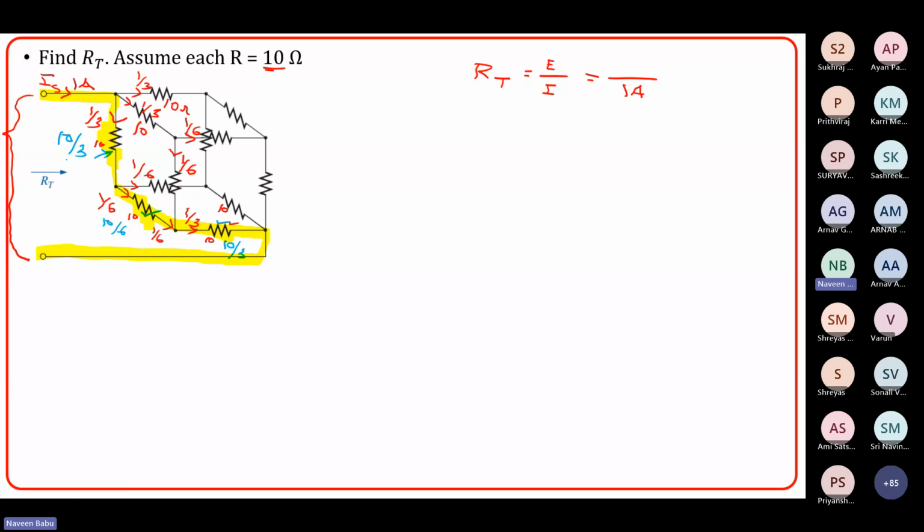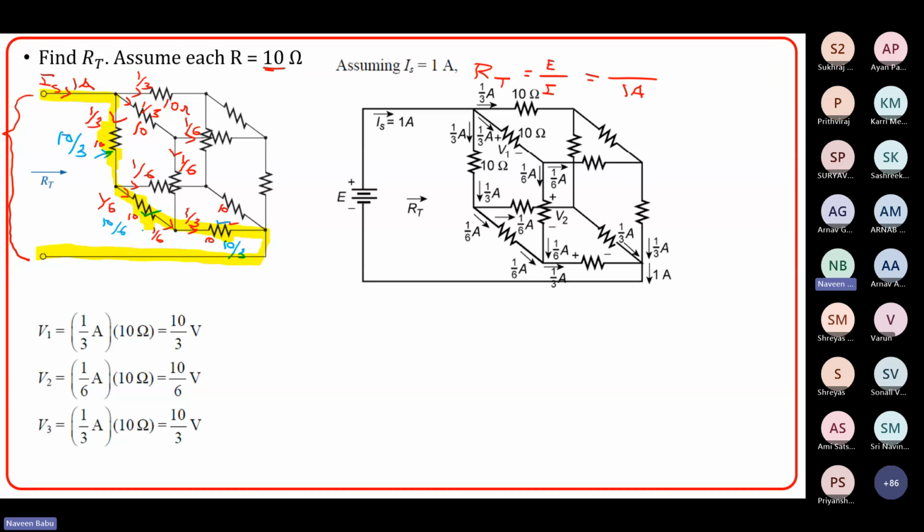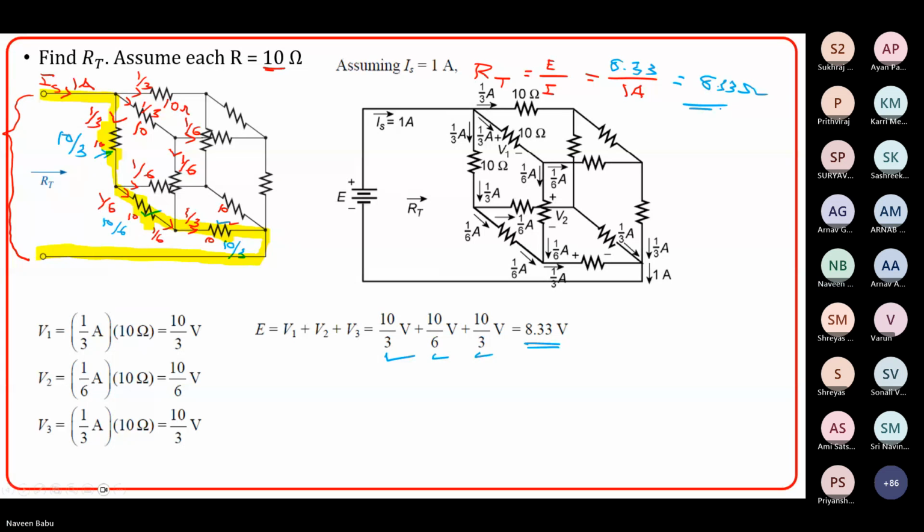So now what is E? E is nothing but 10/3 plus 10/6 plus 10/3 will be the voltage. So 20/3 plus 20/6, which is approximately 8.33 volts. Now, once I know that it is 8.33, my total resistance will be 8.33 by 1, which is 8.33 ohms. That will be the value of the total equivalent resistance, right?